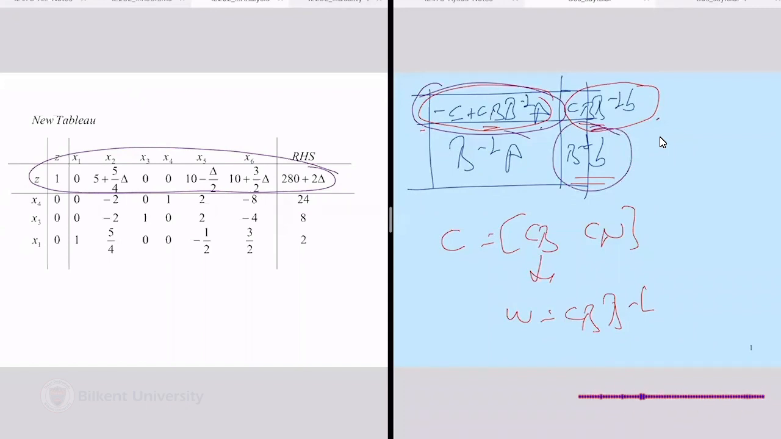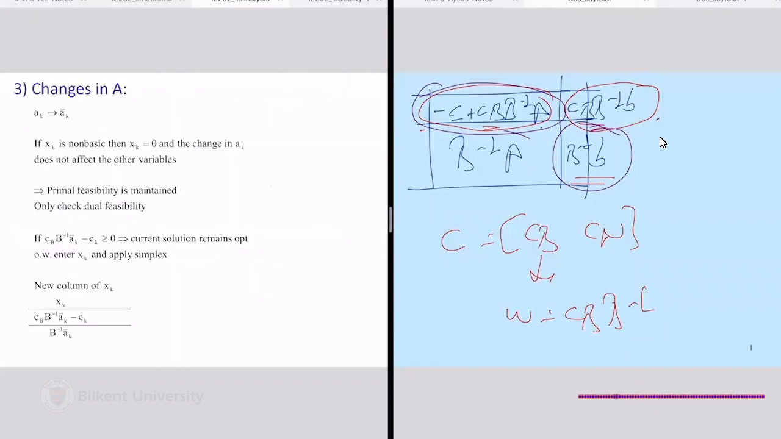All you need to do is check row 0. Sometimes you have to reconstruct the whole row 0. Sometimes you only need to check 1 and 3 there. But based on whether it becomes negative or not, your decision remains. If it becomes negative, that variable wants to enter the basis via the standard primal simplex. If not, you're still optimal. Okay?